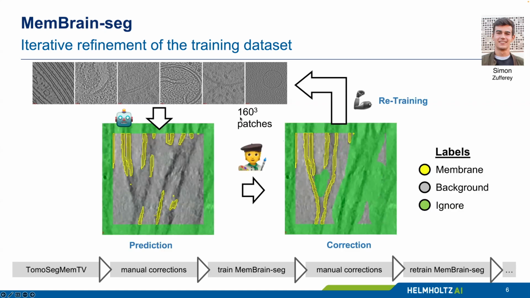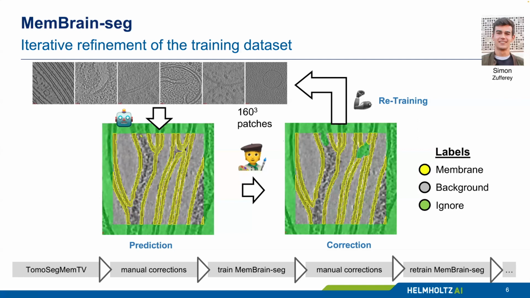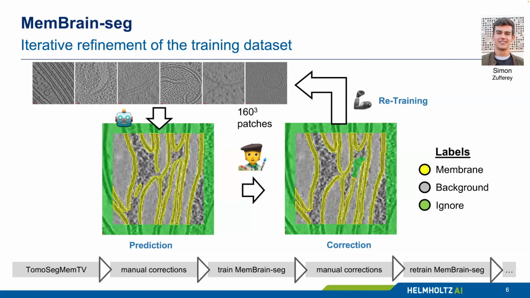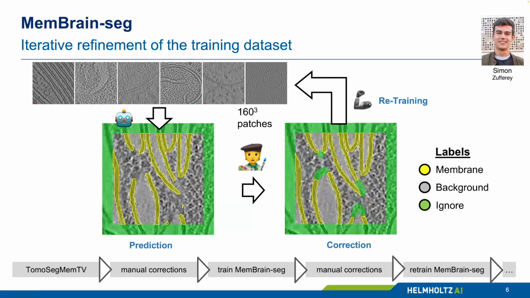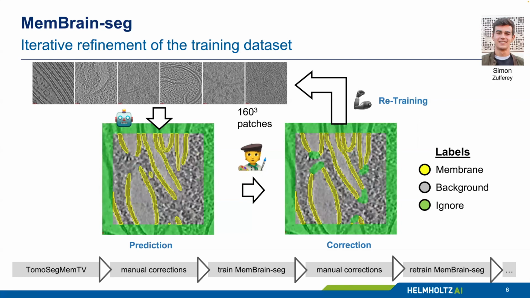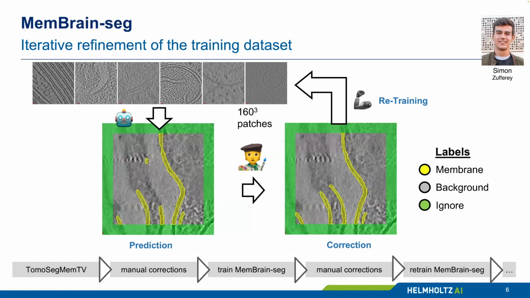So this is from one iteration. On the left, you can see one prediction of some membrane segmentation model. And then we just corrected this. Whenever we saw that there is some membrane that was falsely annotated, we removed it from the prediction. If there was a membrane missing from the segmentation, we manually drew that in.